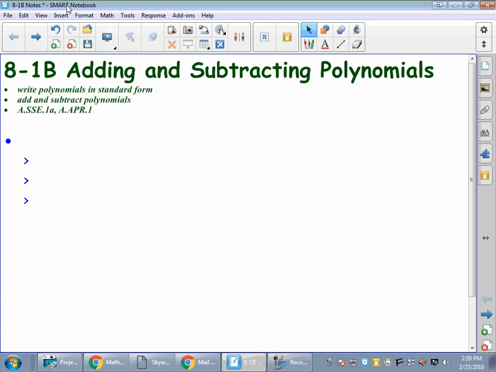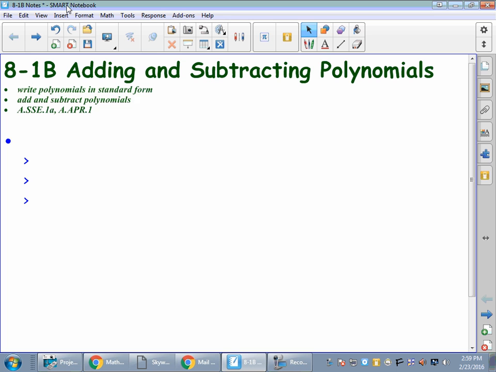These are your 8.1b notes, adding and subtracting polynomials. So we're going to just build off of what we did from 8.1a. We're still going to be working with polynomials, still putting them into standard form. But today we're actually going to take it a step further. We're going to add and subtract the actual polynomials.